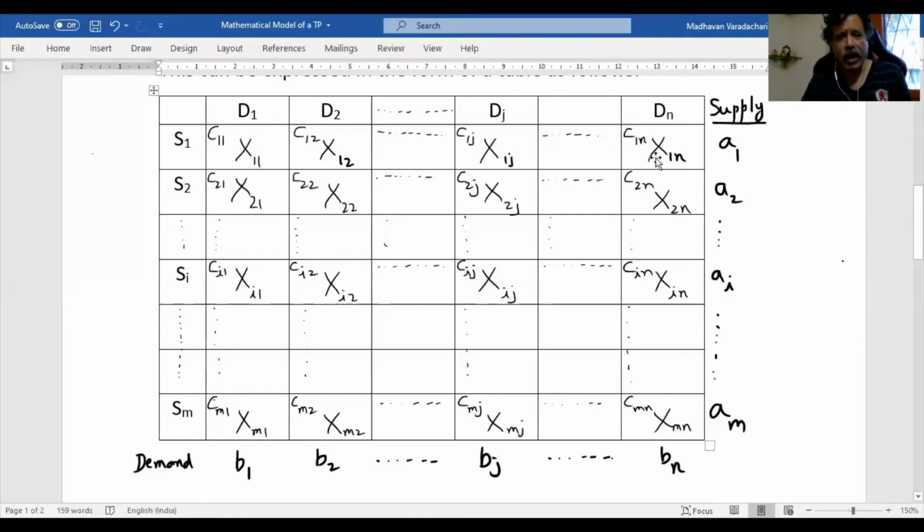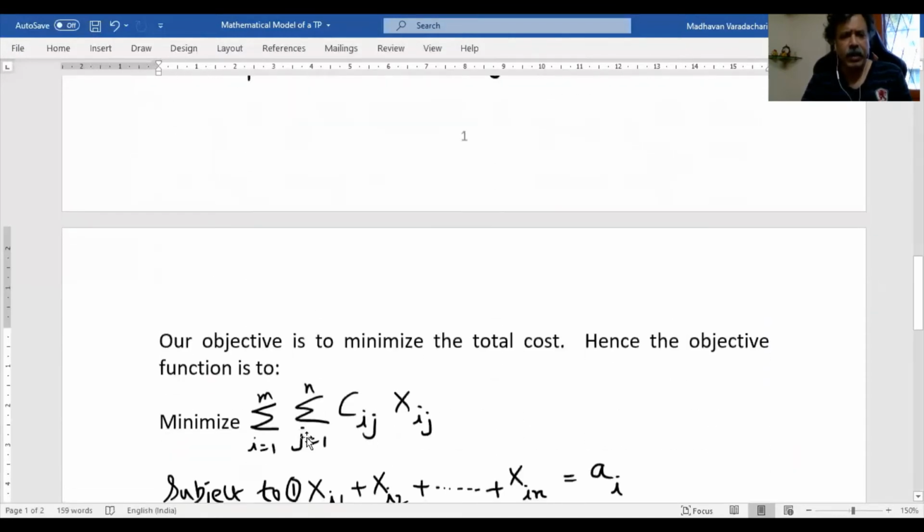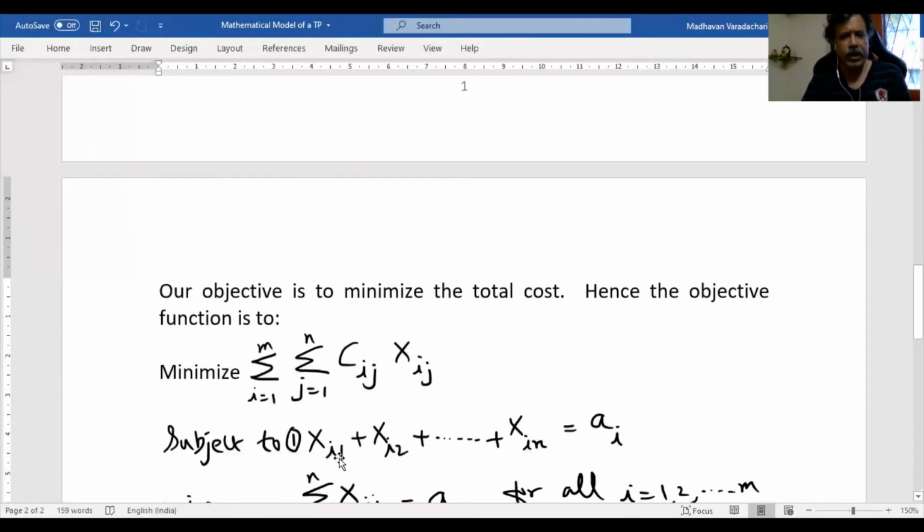C1n into X1n. And then we continue adding all those things after multiplication. That means I can generalize that as minimizing Cij multiplied by Xij. And we have two summations here. One summation is meant for i and one summation is meant for j. So that's what it is.